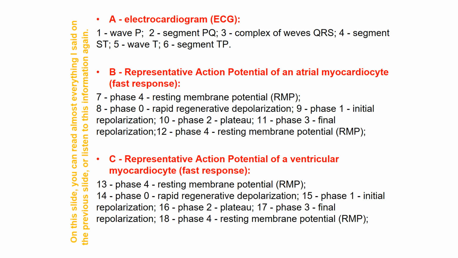C. Representative action potential of a ventricular myocardiocyte, fast response. 13. Phase 4, resting membrane potential, RMP. 14. Phase 0, rapid regenerative depolarization. 15. Phase 1, initial repolarization. 16. Phase 2, plateau. 17. Phase 3, final repolarization. 18. Phase 4, resting membrane potential, RMP.